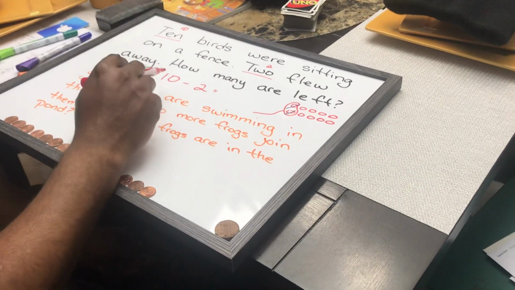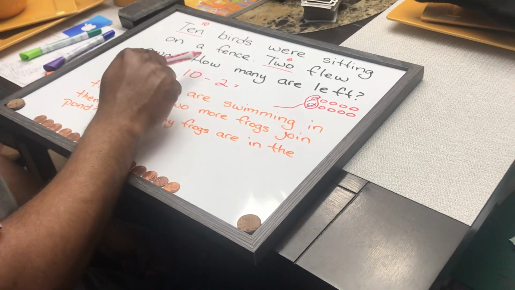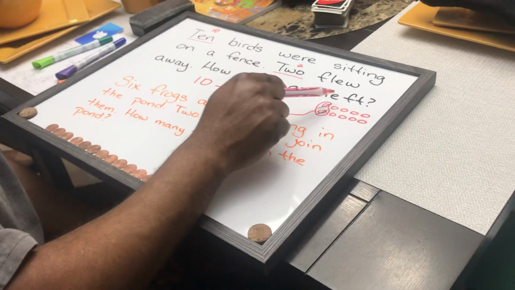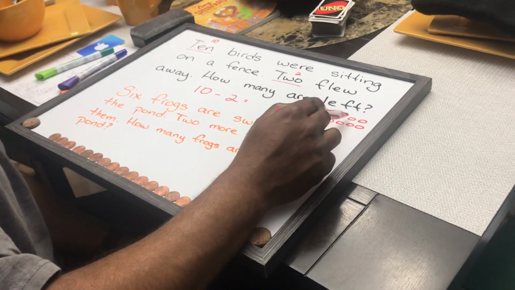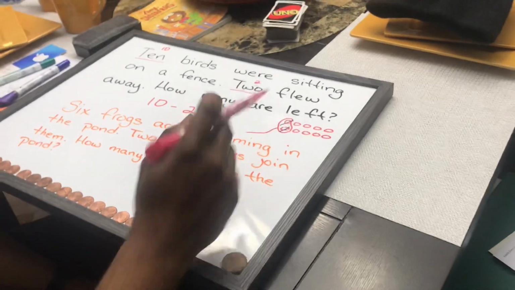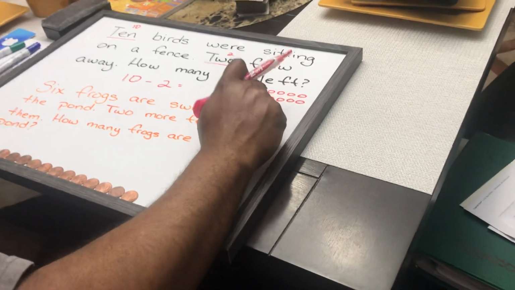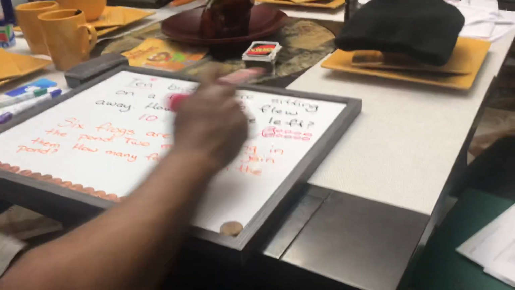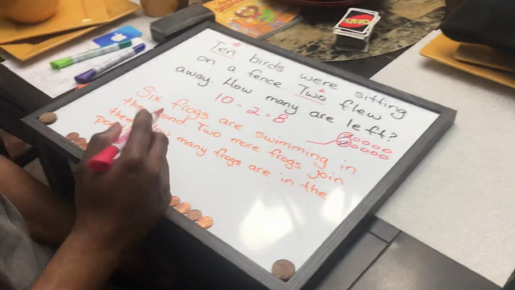So when we solve this, it is 10 minus 2 equals, because the question is asking us how many are left. How many birds are left? So let's count them. 1, 2, 3. Why am I wasting time counting by ones if you can count by twos? Let's count by twos. 2, 4, 6, 8. So we have 8 here total. So guess what? 10 minus 2 equals 8.